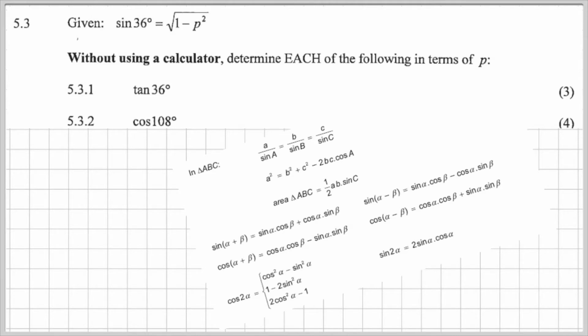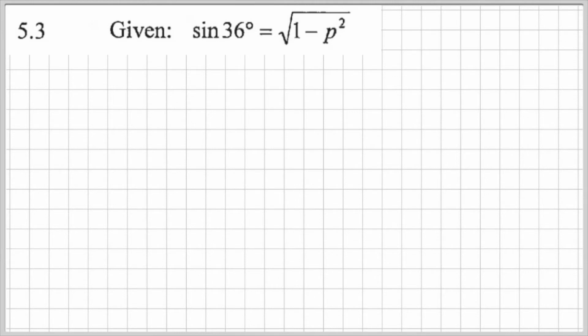When I look at a sum like this, I'm not just going to answer it, I'm going to help you analyze it, because this is the most important thing: analysis. So when I look at this, it tells me, given that sin 36 degrees is equal to root 1 minus p squared. First of all, I'm going to look at the 36. And I'm going to look at all the options.